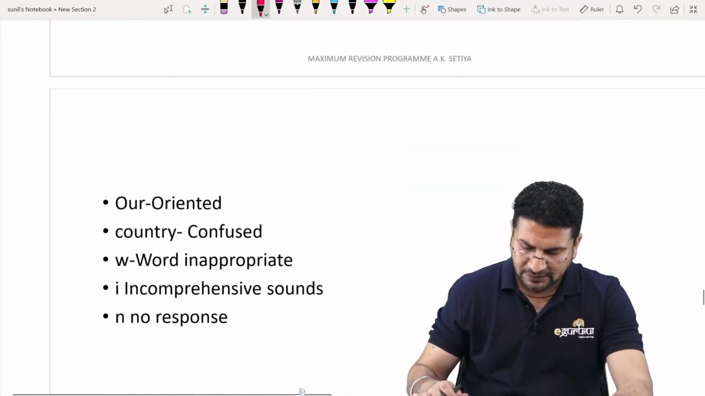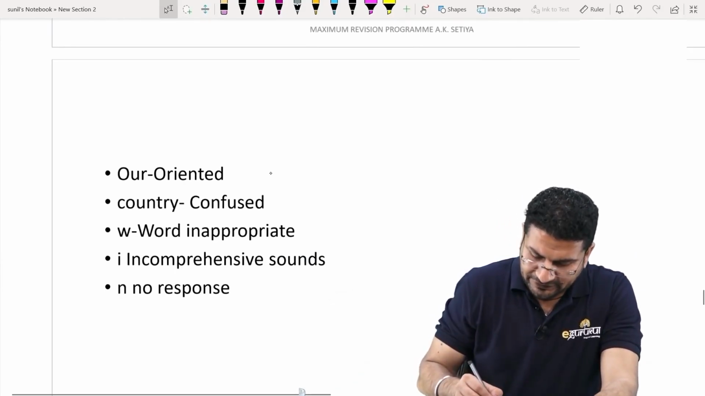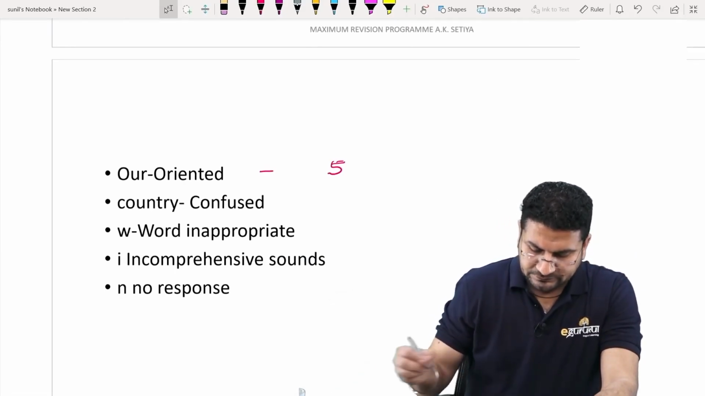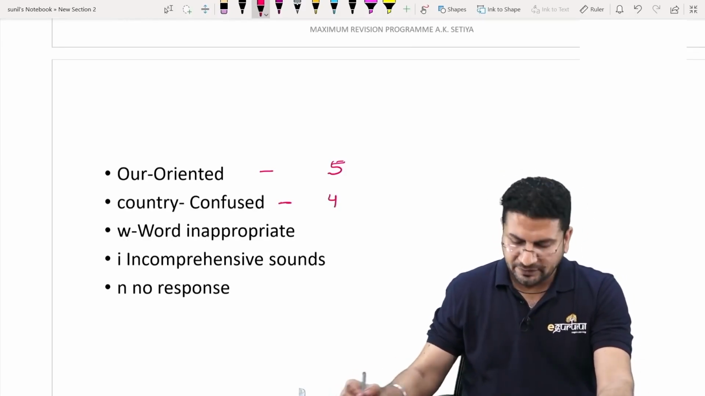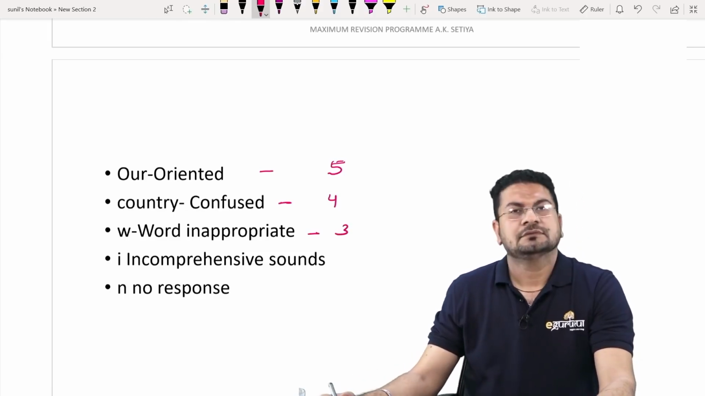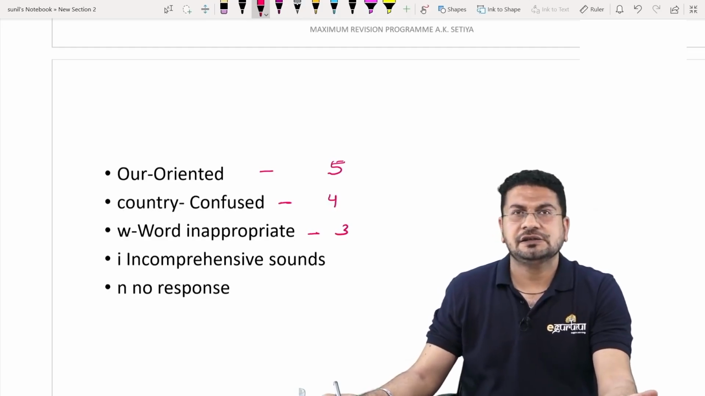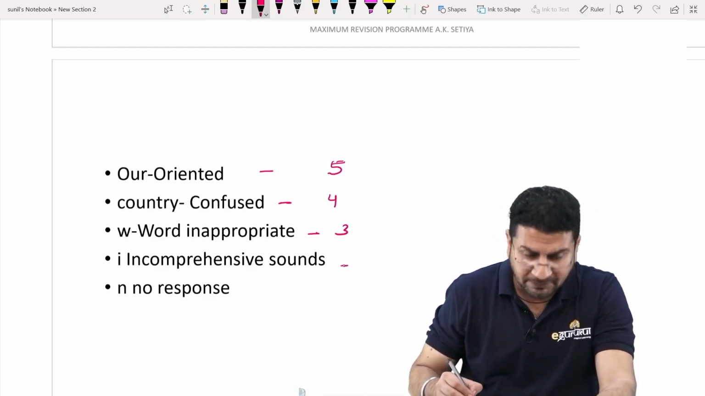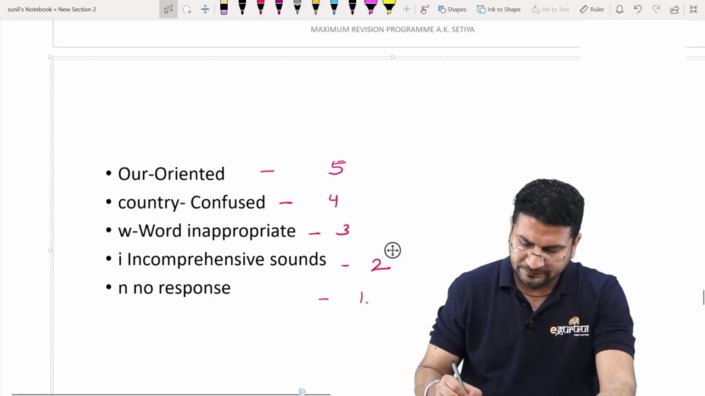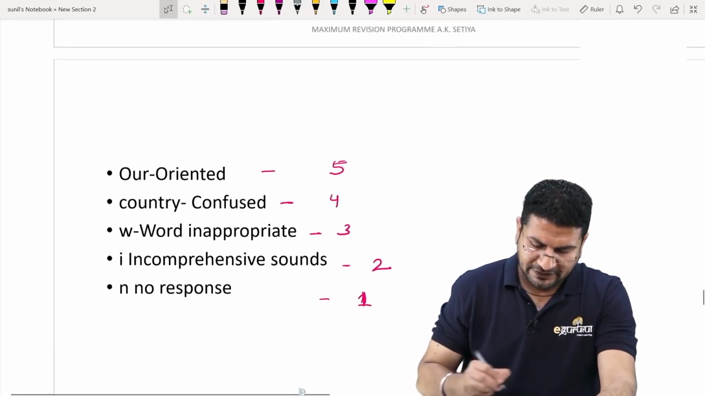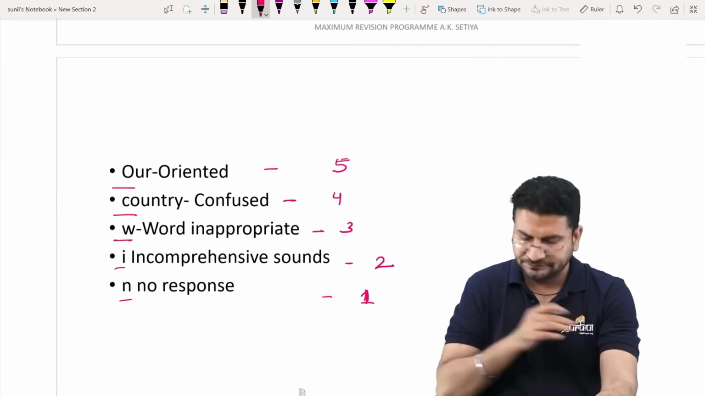Okay, let's see the verbal response. Patient is oriented, we give a score of 5. Confused, score of 4. He is saying inappropriate words, we give a score of 3. You are asking something, patient is just moaning with sounds like ah, eh. This type of incomprehensible sounds, then we give a score of 2. No response, we give a score of 1. So how do we remember this? We can remember with our country win, 5, 4, 3, 2, 1.